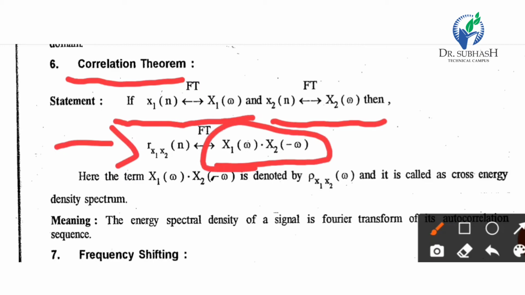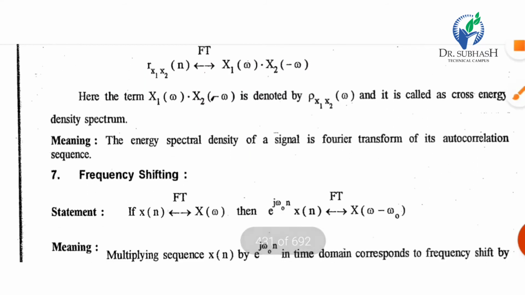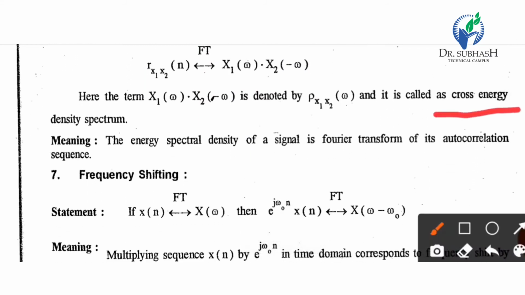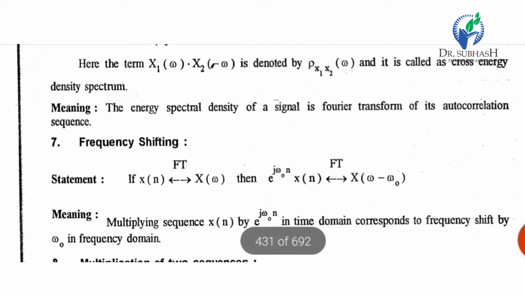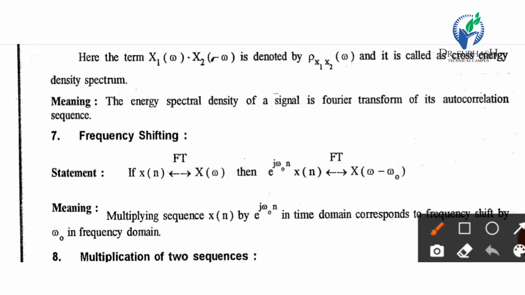Here the term x1 of omega and x2 of minus omega is denoted by rho x1 x2 of omega, and it is called the cross energy density spectrum. The meaning of this property is that the energy density spectrum of a signal is the Fourier transform of its autocorrelation sequence.